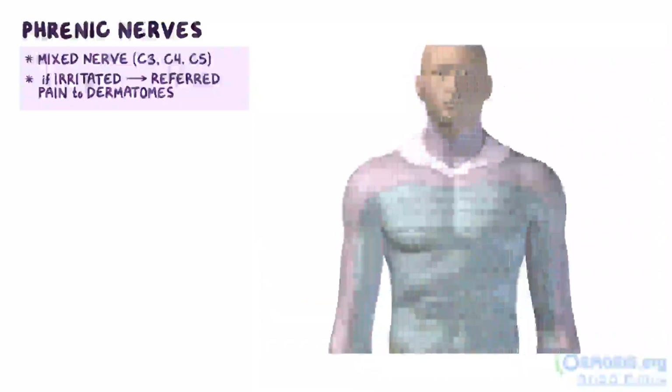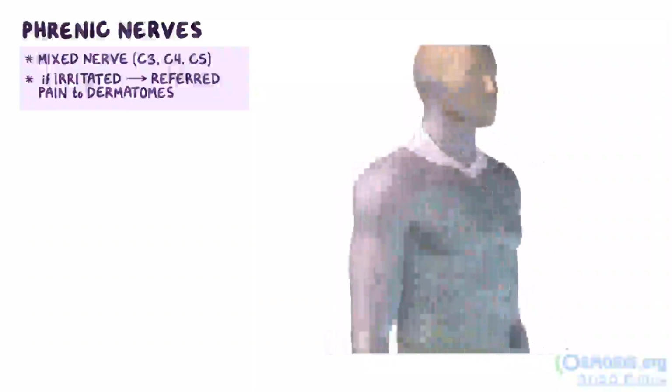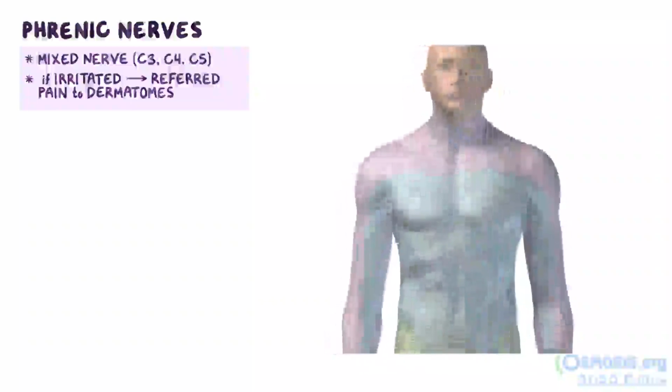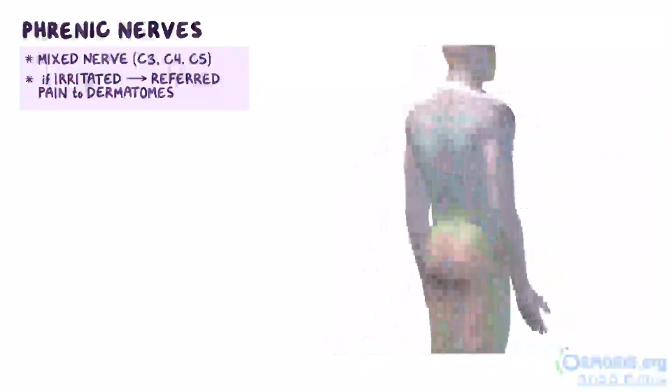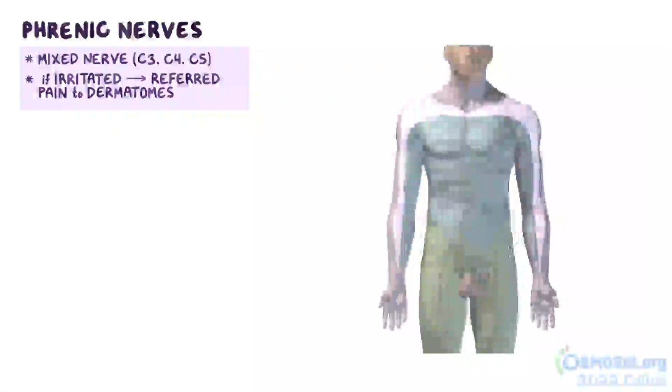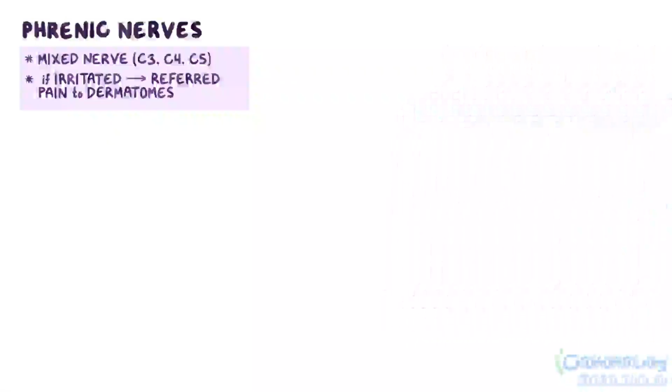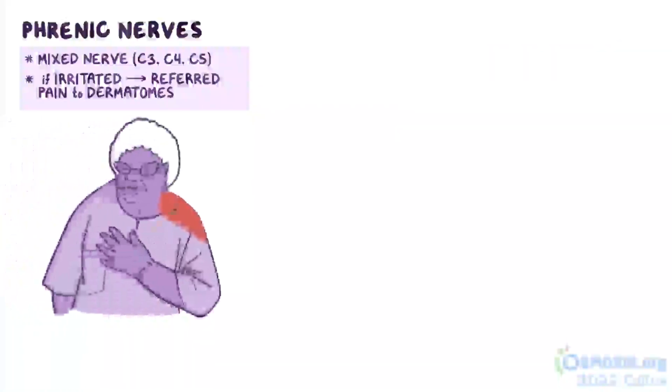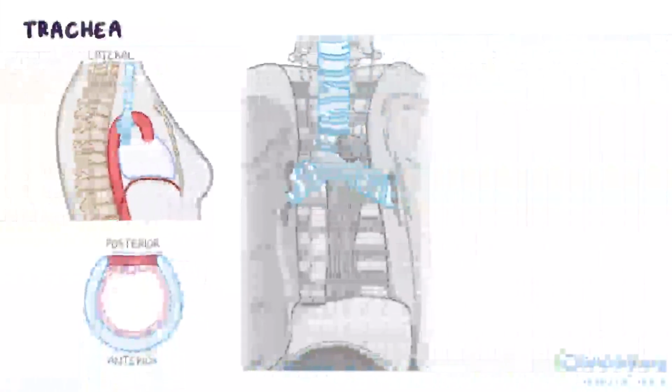and this will manifest as root of the neck pain, which is C3 and C4, or shoulder tip pain, which is C5. This is why diaphragmatic or lung irritation can cause people to have shoulder tip pain, and this is a classic example to describe referred pain, similar to how heart attacks can cause a shooting pain in the neck or arm.